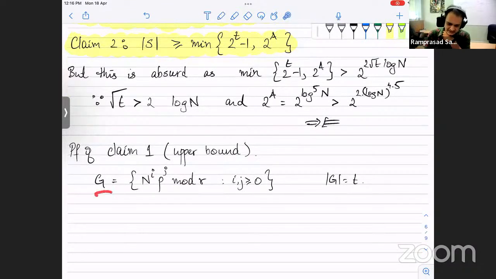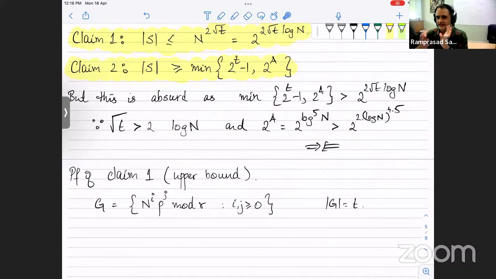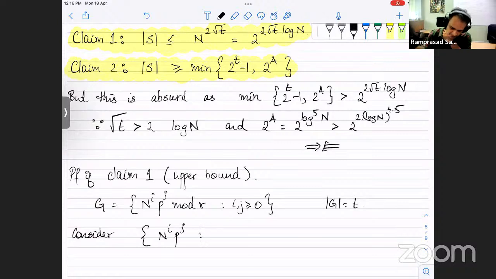So this is the set G that I have, and I'm told that the size of G is equal to t. And I want to somehow use this to bound the size of S by about 2 to the square root t log n, or n to the 2 square root t or something. Okay, so here's what I'm going to do. I'm going to consider the following set of elements: n power i, p power j, where both i and j are at most square root t.